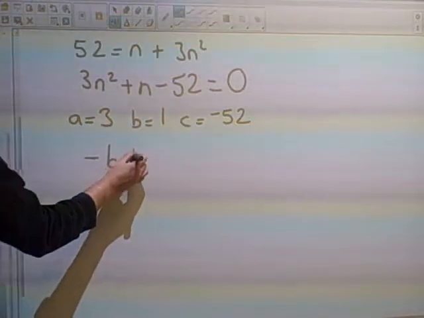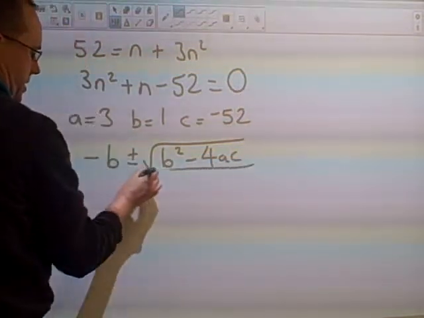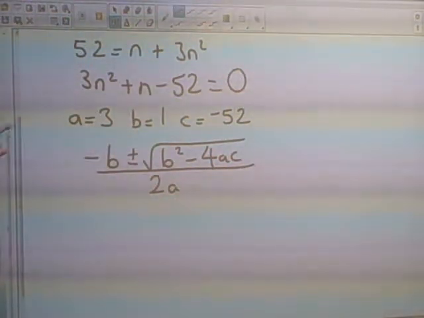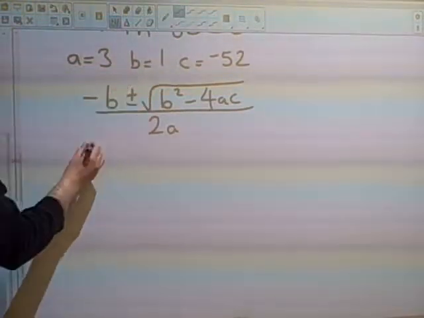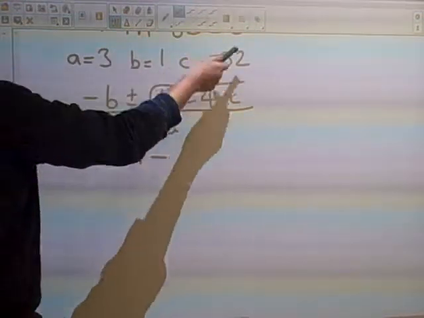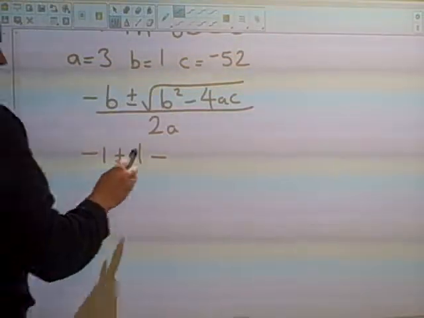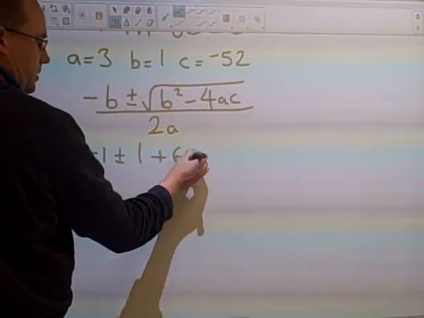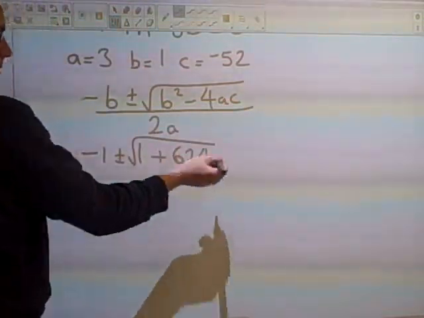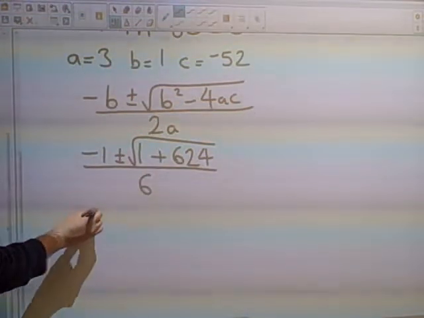Our formula for that is negative b plus or minus the square root of b squared minus 4ac, all divided by 2a. If I plug the numbers in here, I've got negative 1, 1 squared is obviously just 1, 4 times 3 times negative 52. So I've got 12 times negative 52, which turns out to be positive 624, because of the two negatives, the negative here and here. All divided by 2 times a, where a is 3, so that's going to give us 6.